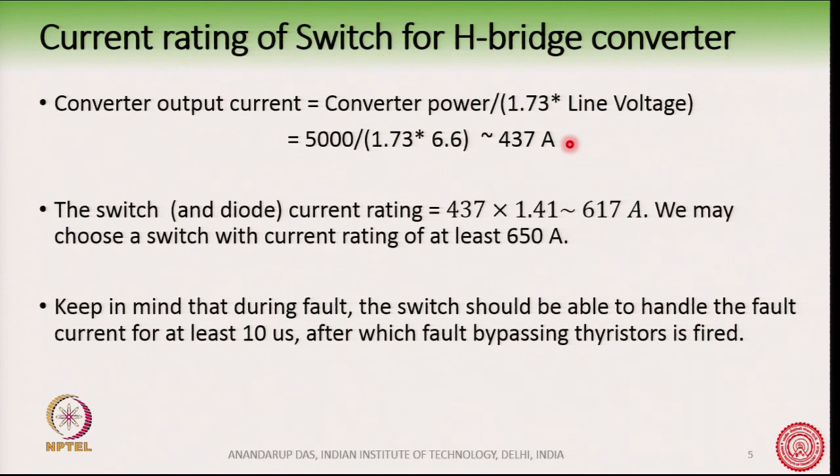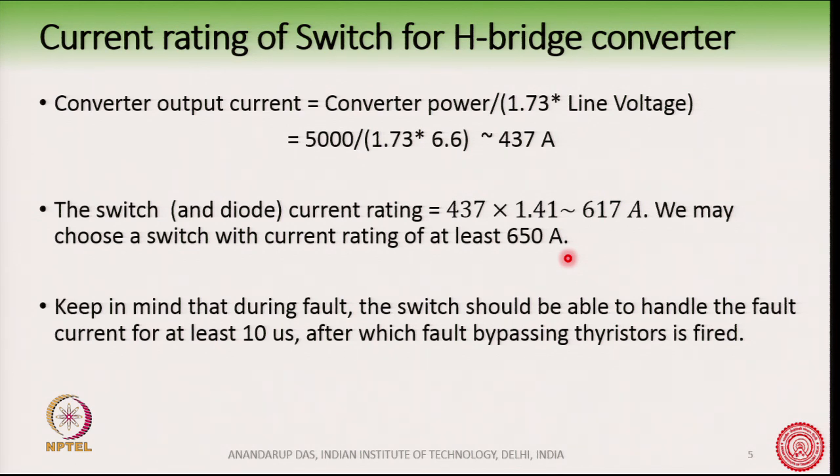So, all the switches and diodes should be rated for at least 437 into 1.41. This value is the RMS current, and so the peak value is about 617 ampere. So, all the switches and diodes should be rated for at least this value. For safety purposes, we may choose a switch with a current rating of at least 650 ampere, and someone may choose even 700 amperes also. So, this is how much margin you can keep in your design.